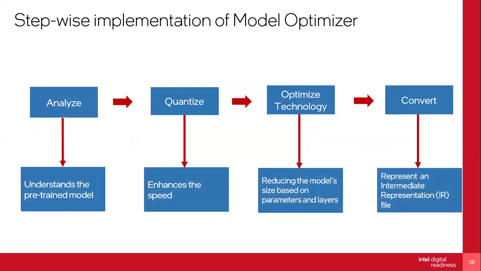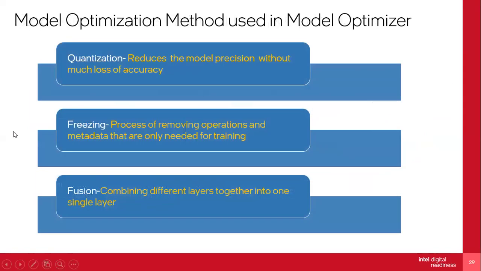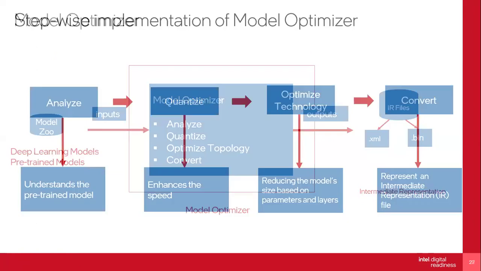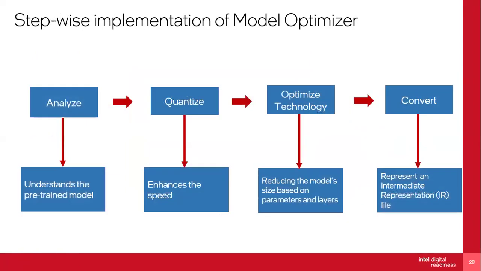So in this optimizer, what are all the things it's going to do? We have seen analyze, quantize, optimize topology, convert. First, analyze is understanding the predefined model. Whatever images or files we upload as input, it's going to understand first, and then enhance the speed, reducing the model size, parameters and layers, and then convert to an intermediate representation. So finally, the output is going to give us an IR model, I mean IR files, right?